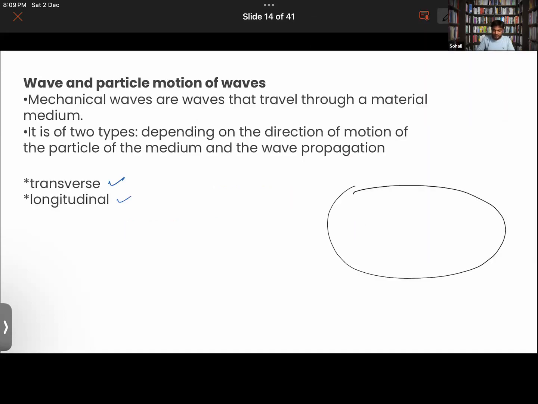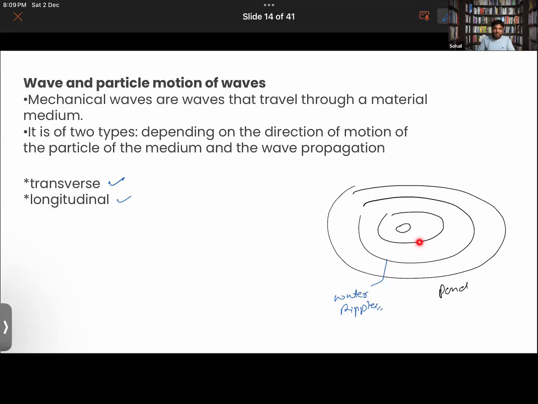अगर तालाब में हमने एक stone फेंका है, there's a pond in which you throw a stone, then ripples are formed in the pond. Ripples की formation होती है कि नहीं? Yes, water ripples are formed there. So that's a very good example to understand transverse waves.